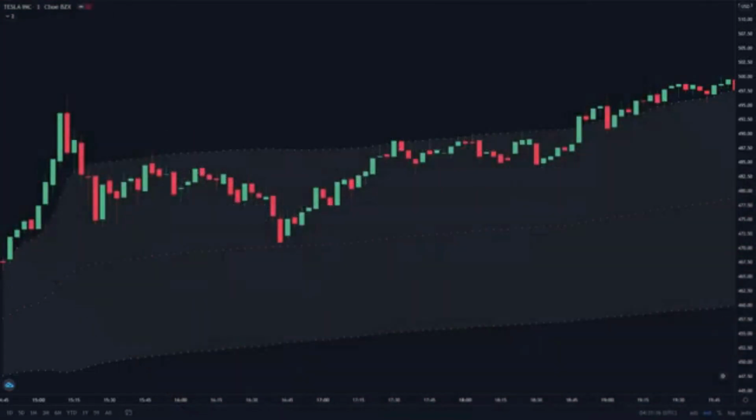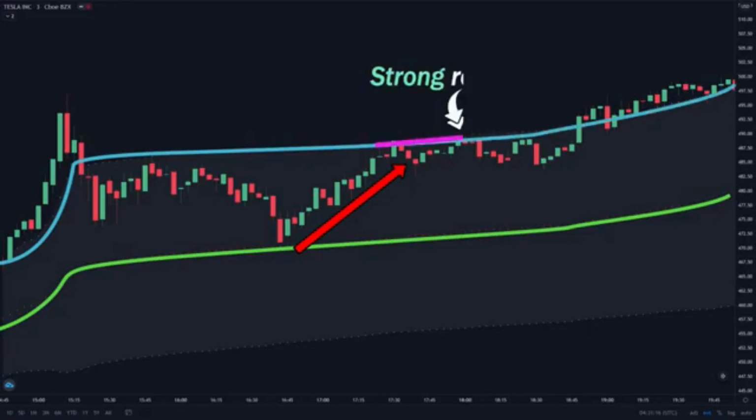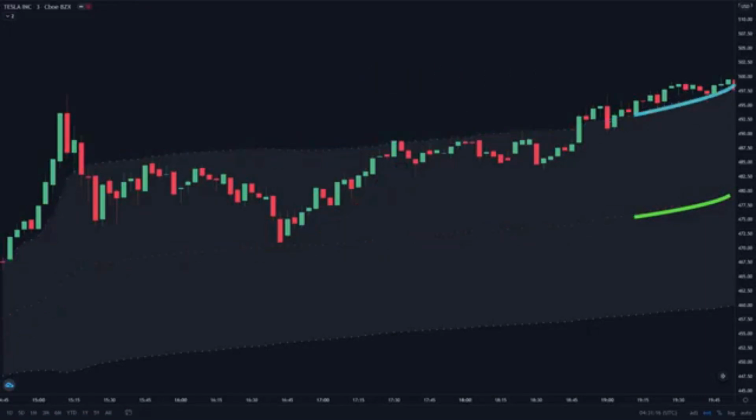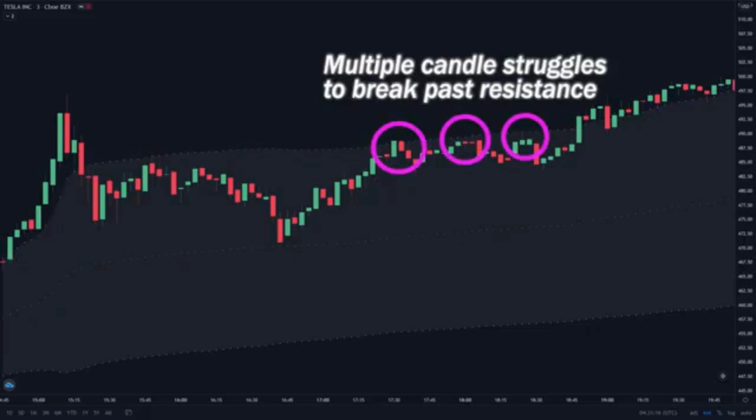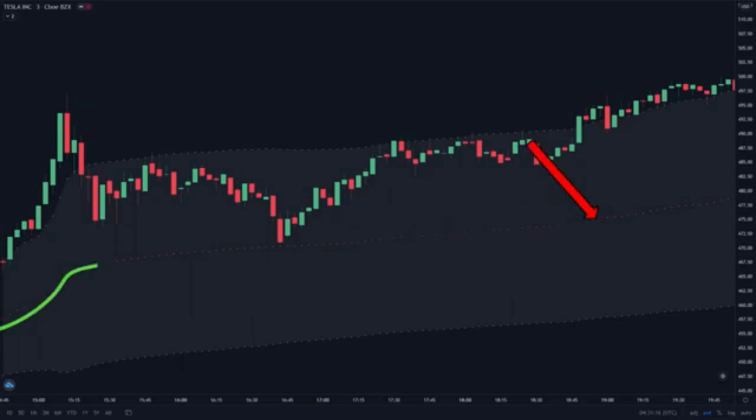So here, you can see that in this Tesla chart, the price shows a clean upwards movement from the VWAP line all the way towards the 75% line while showing clear resistance. There are multiple candles that struggle to break past the resistance line. So I thought that this candle right here would be an indication that the price would fall back to the VWAP indicator.